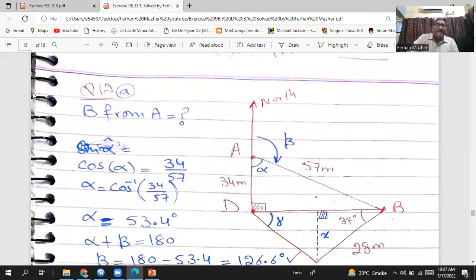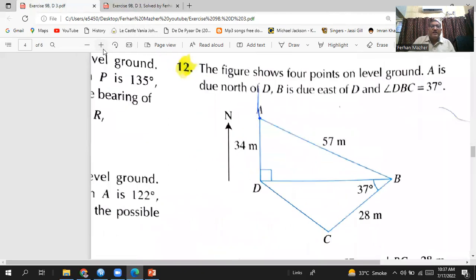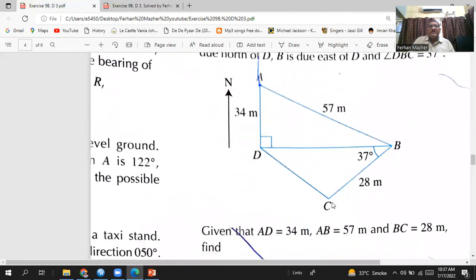I hope you understand what is the strategy. The next question is the shortest distance from C to BD. The shortest distance from C to BD, let me show you. The shortest distance from C to BD will be this distance. That line will be perpendicular from C on to BD.